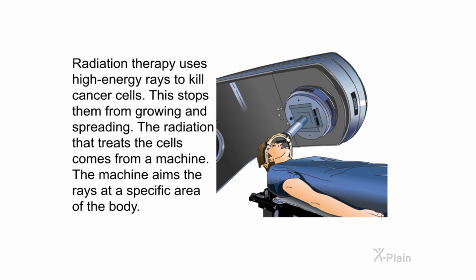Radiation therapy uses high-energy rays to kill cancer cells. This stops them from growing and spreading. The radiation that treats the cells comes from a machine. The machine aims the rays at a specific area of the body.